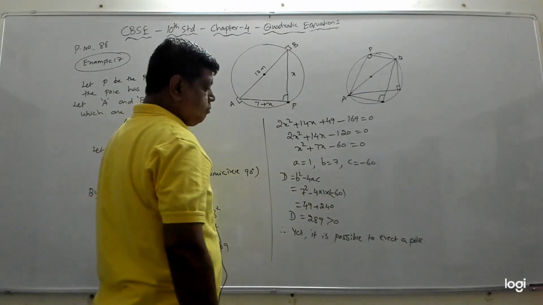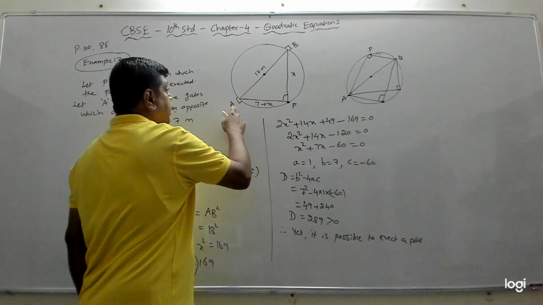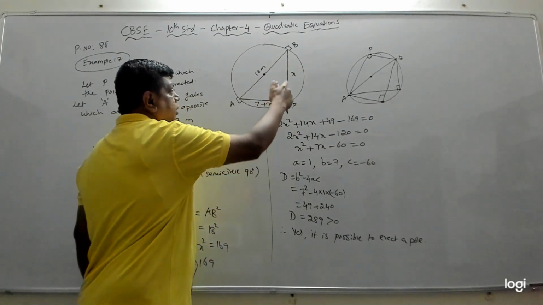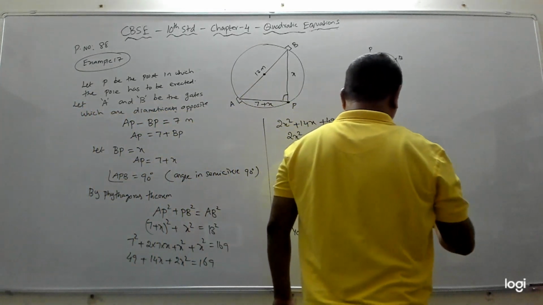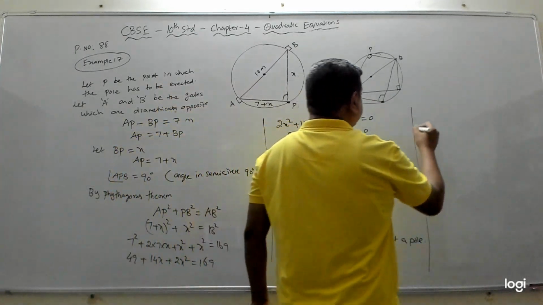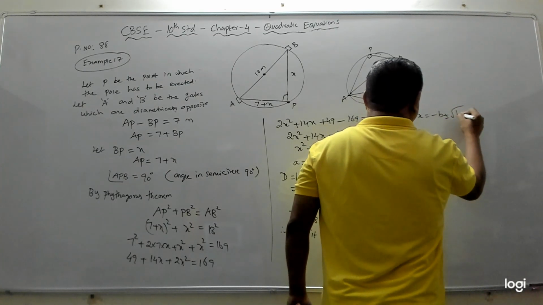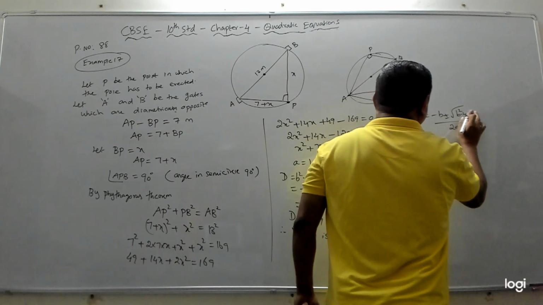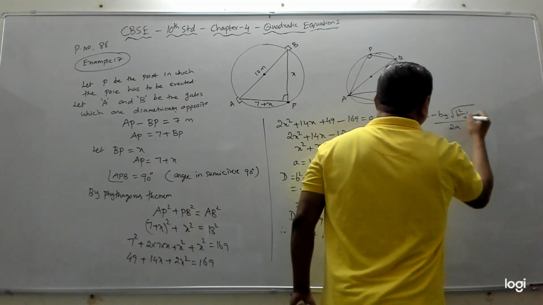Now we should find how much distance the pole is from gate A and gate B, which means we should find the value of AP and the value of BP. If I know x, then we can find both. Now let's solve this using the quadratic formula. So x is equal to minus b plus or minus square root of b² minus 4ac, by 2a. That is the quadratic formula.